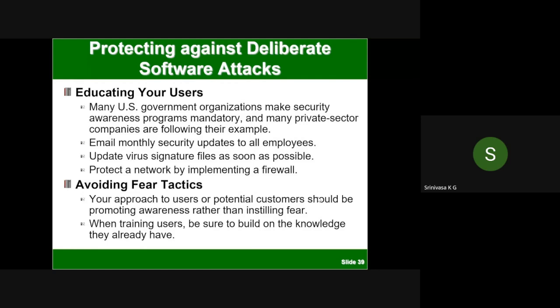And how do we protect against deliberate software attacks? Educating your users. Many US government organizations make security awareness programs mandatory, and many private sector companies are also following their example. Email monthly security updates to all the employees, update virus signature files as soon as possible, and protect the network by implementing a firewall. Avoid fear tactics. Your approach to users or potential customers should be promoting awareness rather than instilling fear. And when training users, be sure to build on the knowledge they already have.